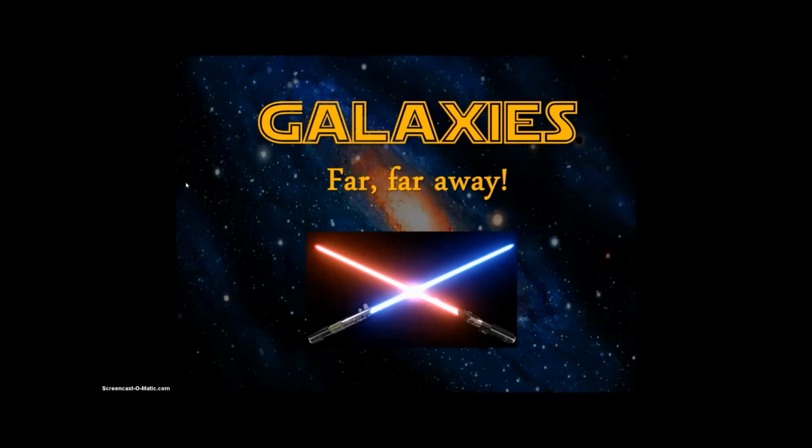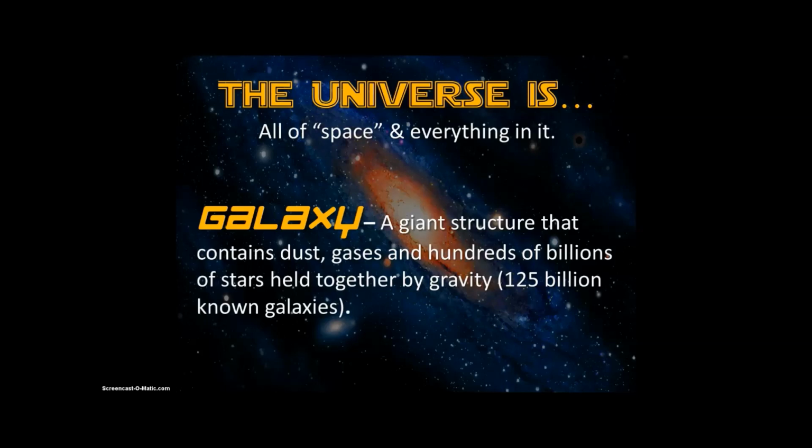So let's just jump right in there and begin to describe some of the components of the universe. First, we need to define the universe. The universe is all of space and everything in it. That means all of the dust, gas, planets, stars, rocks, everything that makes up the universe, even empty space itself, is what we call the universe.